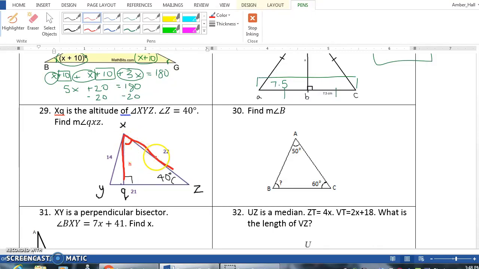Well, I already have two of the three interior angles, so all I have to do is subtract those from 180 and I get the measurement of our missing angle. 180 minus 90 minus 40, and I get the measurement of angle QXZ equals 50 degrees.